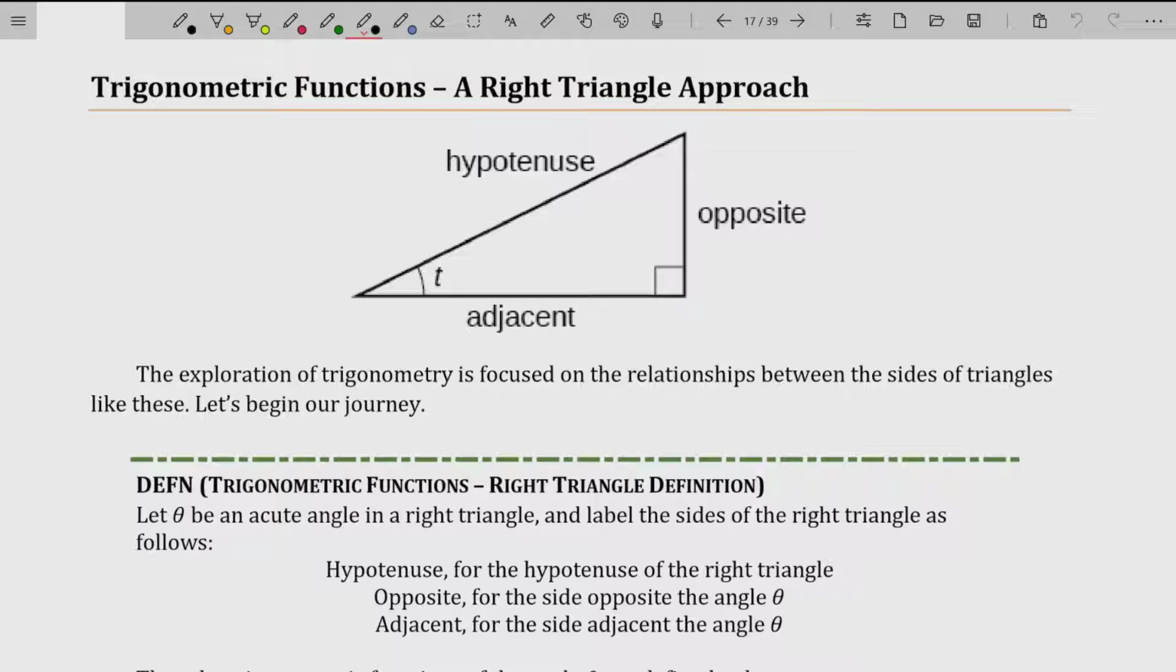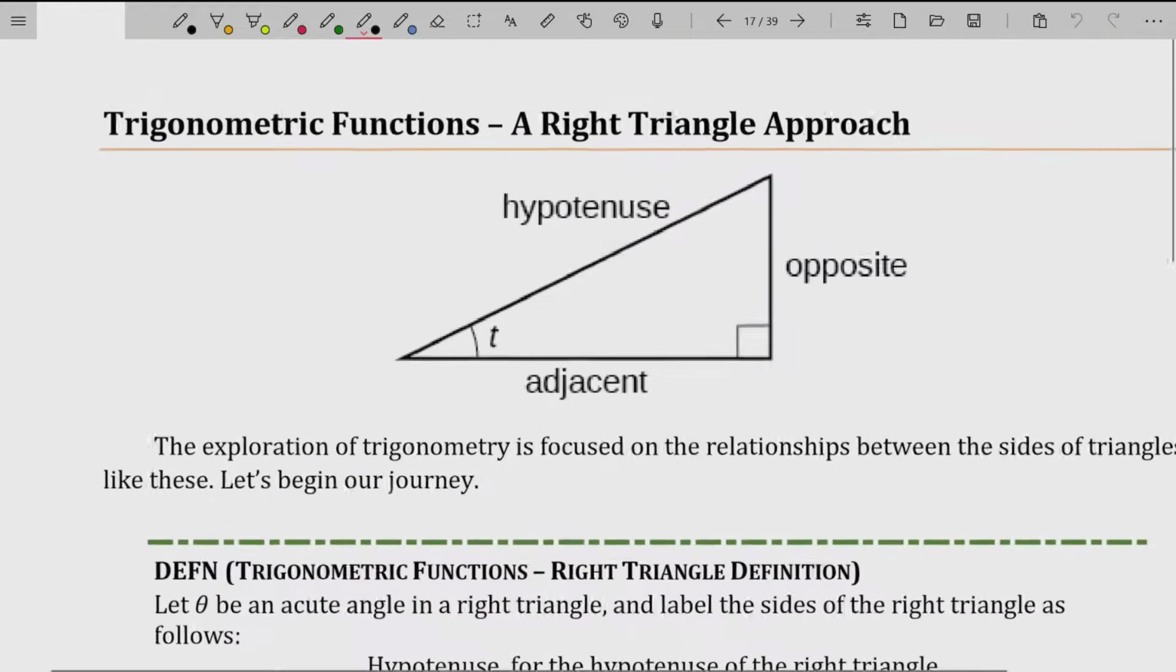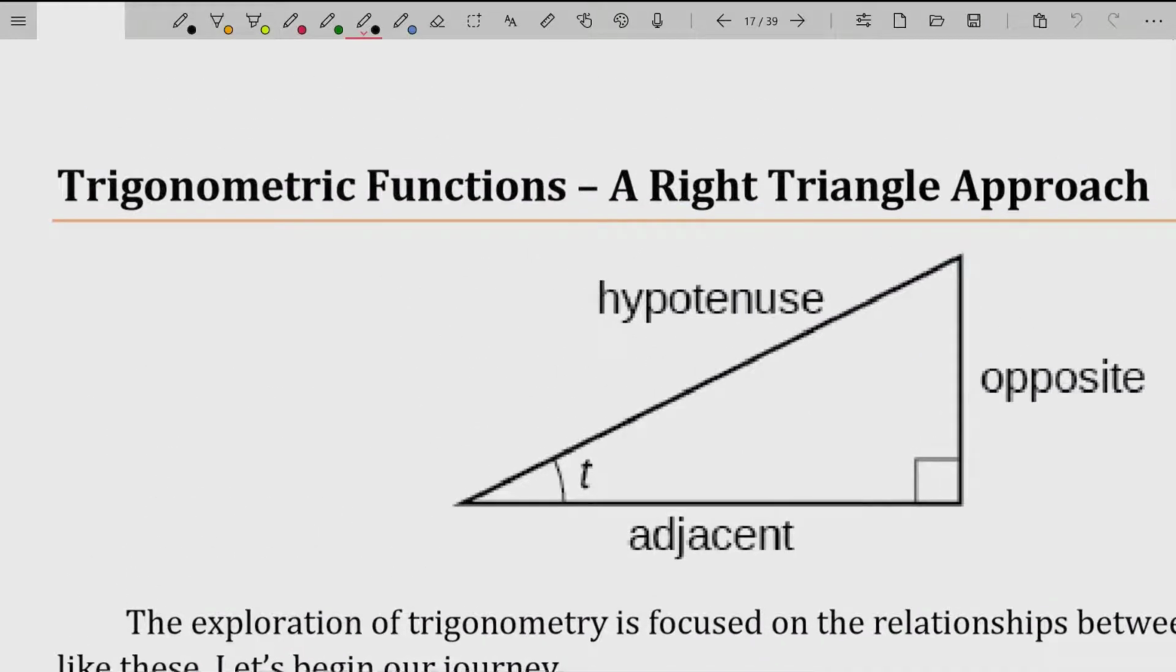All right, so let's start into this. Trigonometric functions, a right triangle approach. Well, why is there a right triangle approach? Is there some other approach? The answer to that is yes. There are three different approaches to trigonometric functions.